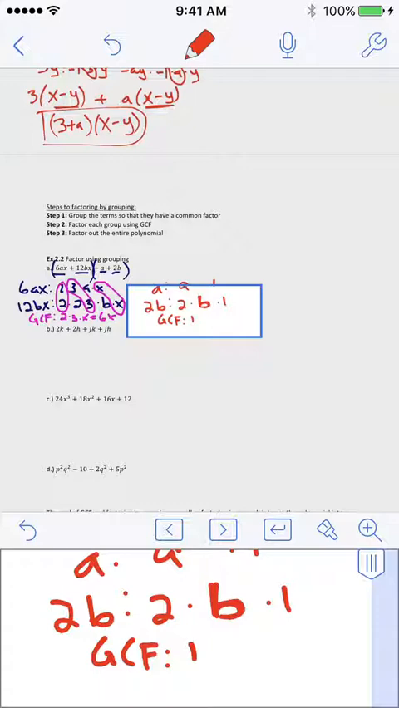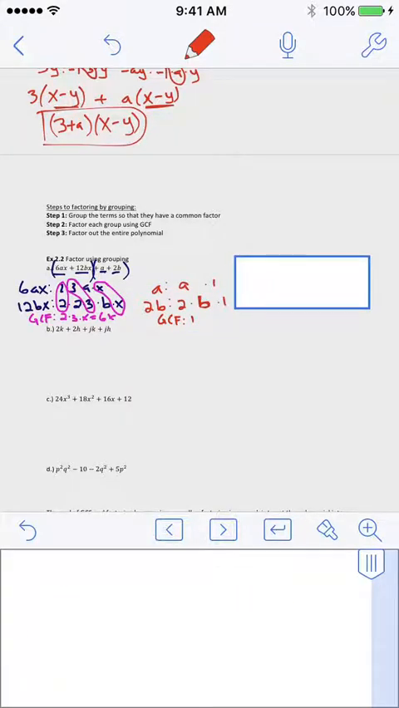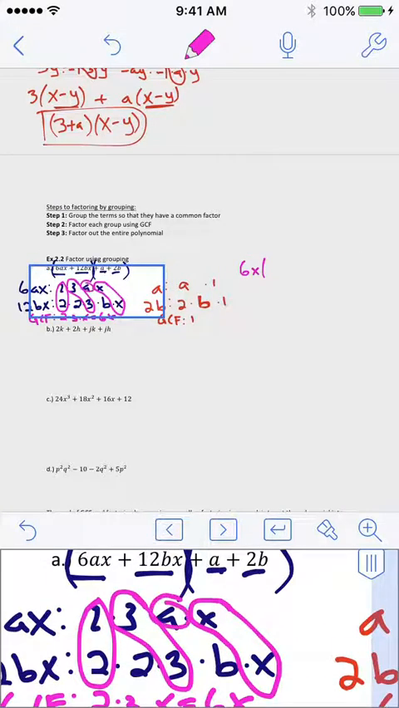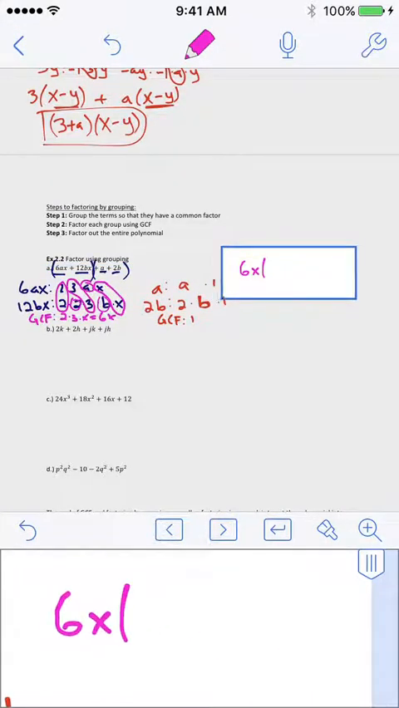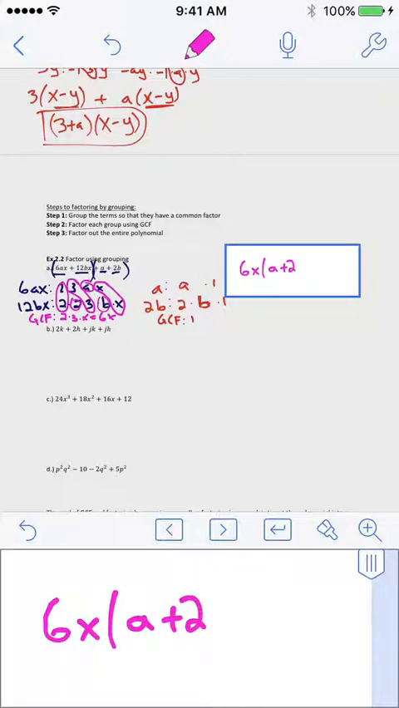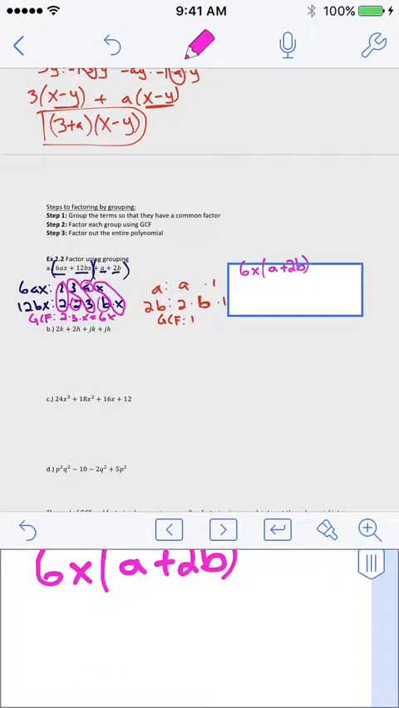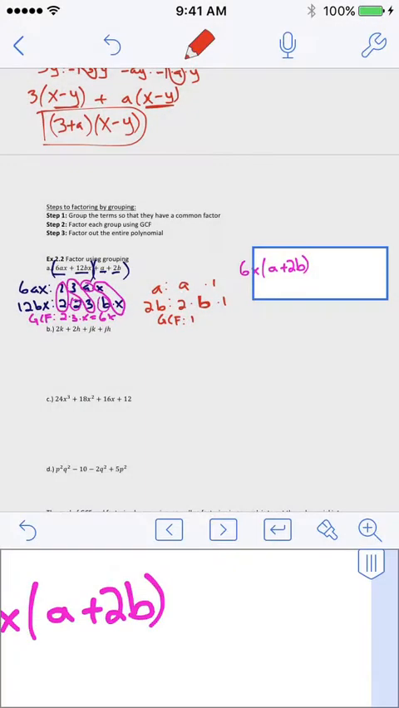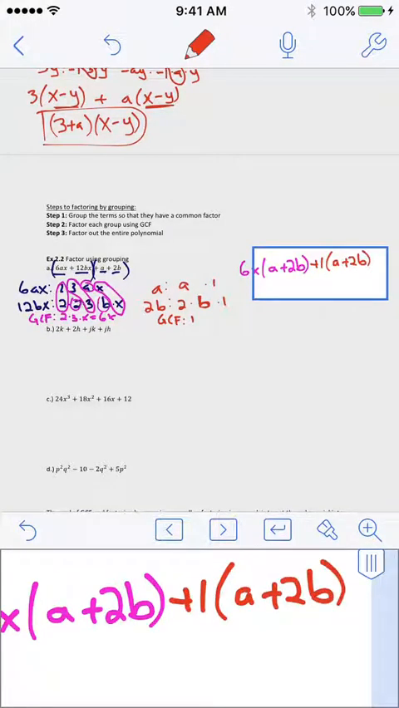Okay. So now I'll go over here and I'll put them back together. If I take out a 6x from my first one, what's left over is an a and 2b, or a plus 2b, right? If I take out a 1 from my other one, plus 1 times a plus 2b. Yes, I still have to take out the 1, because I need something left over when I do the third GCF.